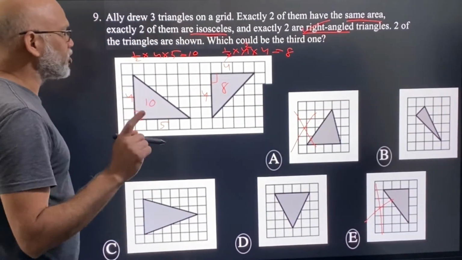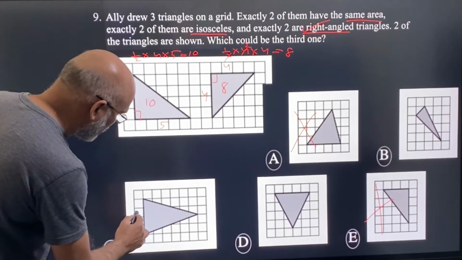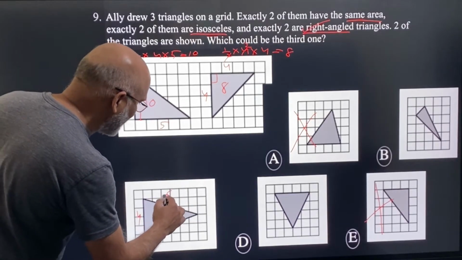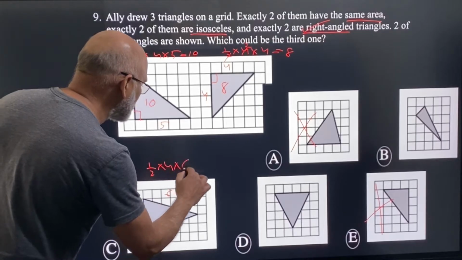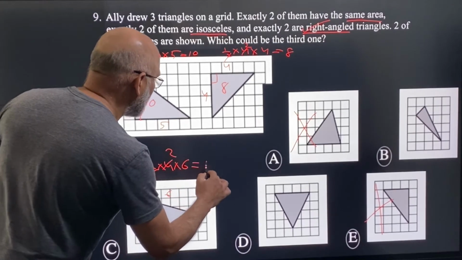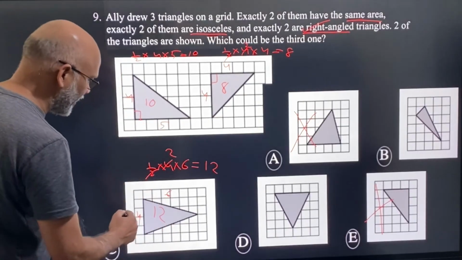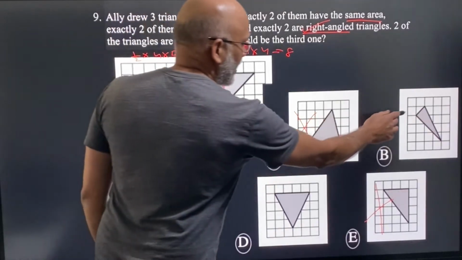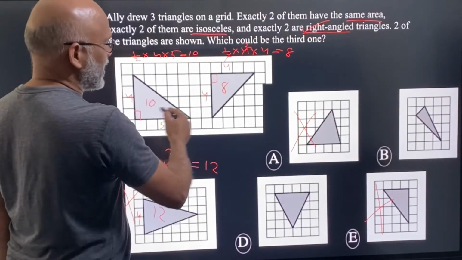Now let me check the area. What is the area of this? 1, 2, 3, 4. Base is 4. Height is 1, 2, 3, 4, 5, 6. The height is 6. So half times 4 times 6 is 12. So the area here is 12. That doesn't match with any area. So again, this cannot be it. Area is difficult to calculate, and anyway, it doesn't look like that will have the same area as this. So let me leave that.